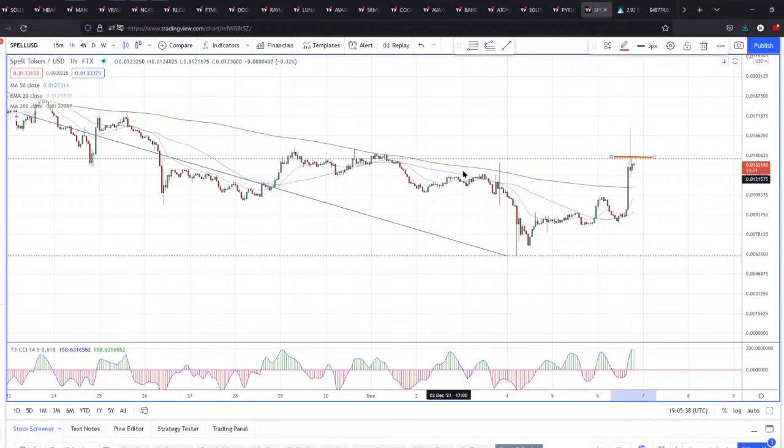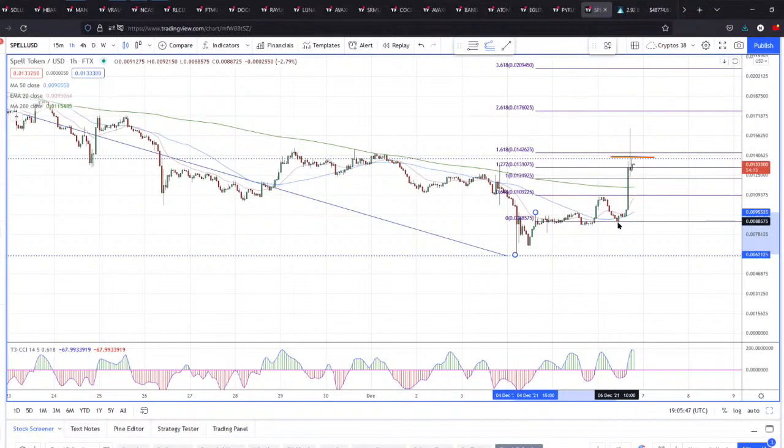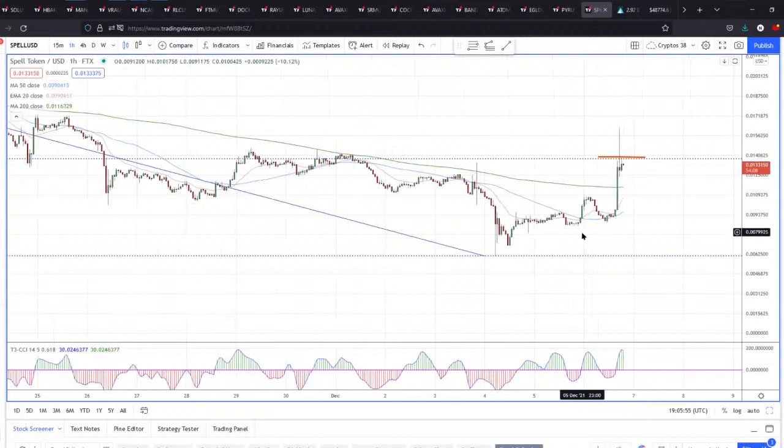So also, was this a... I don't think it was, but... No. You know, this has a pretty good look. If we could just close above it, that's what I want to see in SPAL. So 0.014, just let's see if we can close above it and hold above it. And then I think we've got that reversal we're looking for.